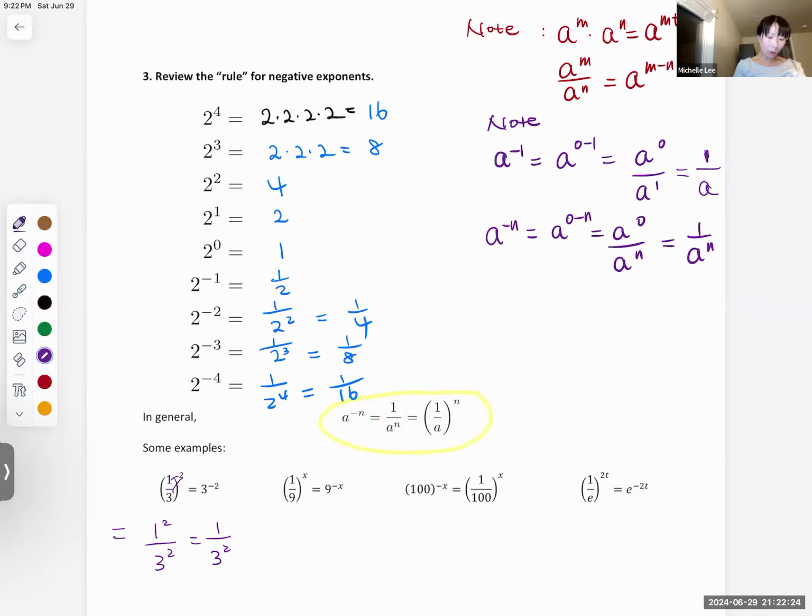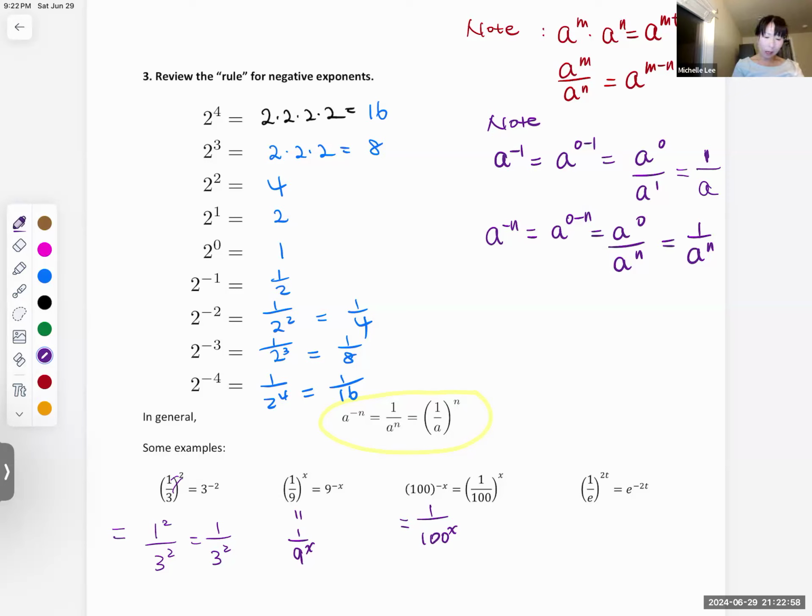Same as, so 1 over 9 to the x power. This is 1 over 9 to the x power. So we can say that it's 9 to the negative x power. Reverse, we have a negative exponent. Then we can express this one as 1 over 100 to the x power, right?